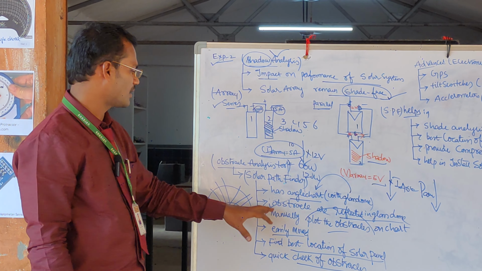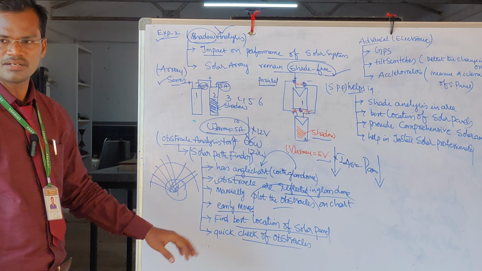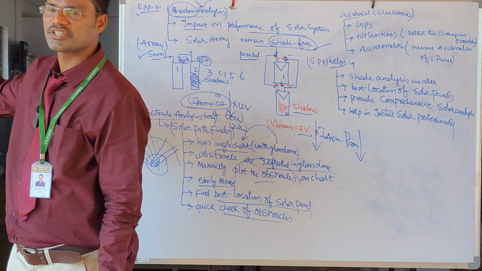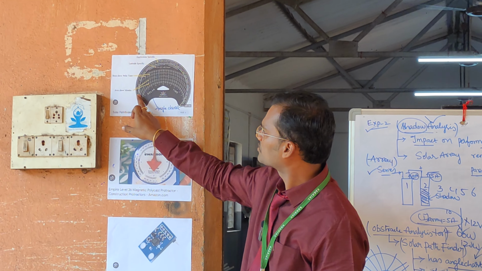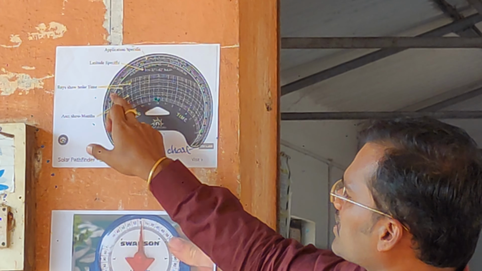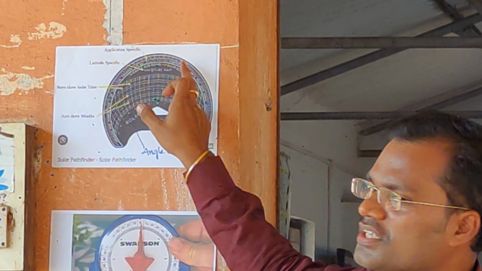Okay, this is everything about the solar path finder. You can see here, you can draw a graph like this. How many shadows are there? For example, here you can see some shadow grid is there, some shadow grid is there. Automatically the shadows, I mean the obstacles, will be shown in this mirror. Automatically based on this mirror you can draw a graph.